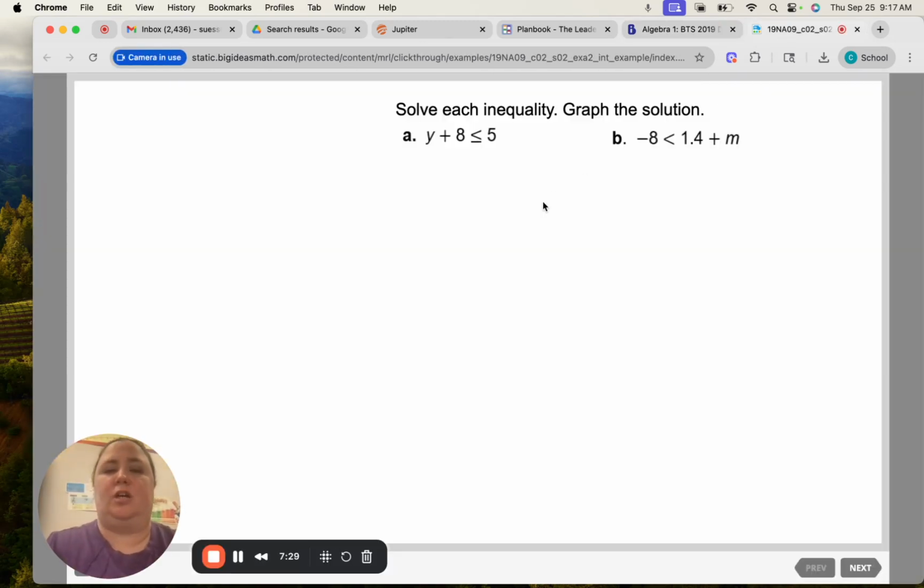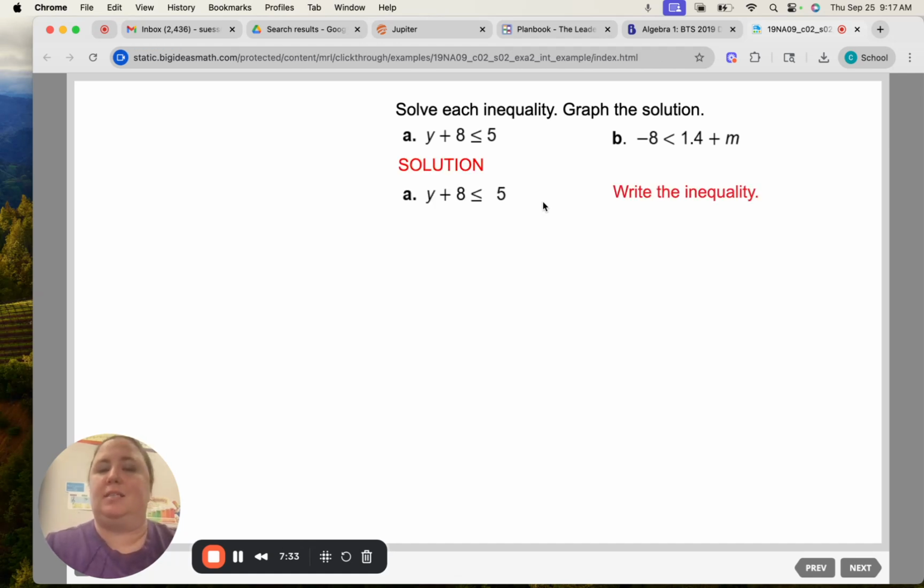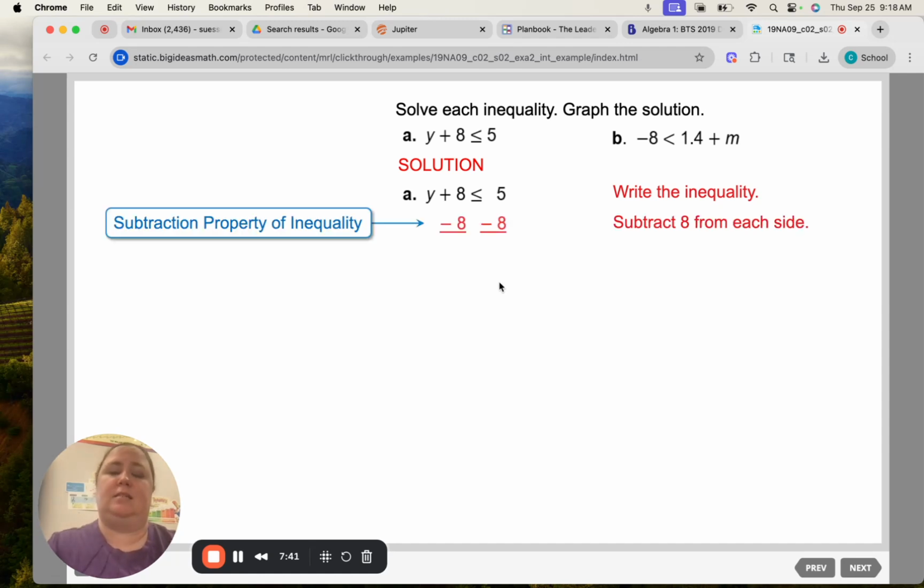All right, solve each inequality. So write down A, y plus 8 is less than or equal to 5. So what do we need to move? Minus 8. We need to subtract 8 from both sides. Very good. So y is less than or equal to negative 3. So draw your number line.